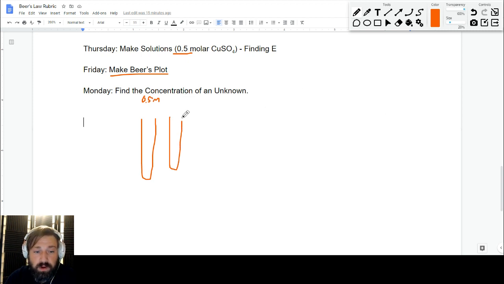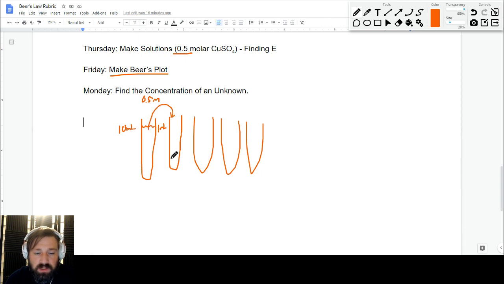So we have 0.5 molar. We're going to have a bunch of other test tubes. So what we're going to do, we have our 0.5 molar here, and we're going to start with 10 mils of it. We're going to take 1 milliliter out of here and place it in here. All right. Then we're going to fill this up with 9 mils of water. All right, so what did we do just there?